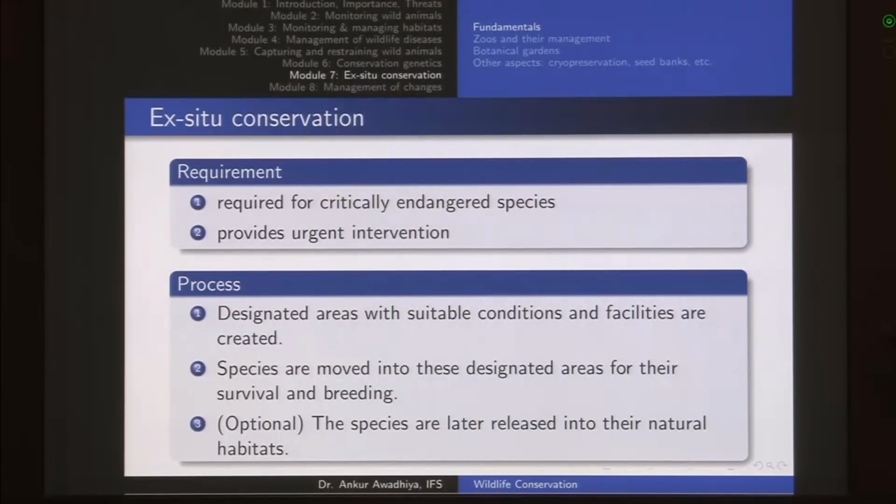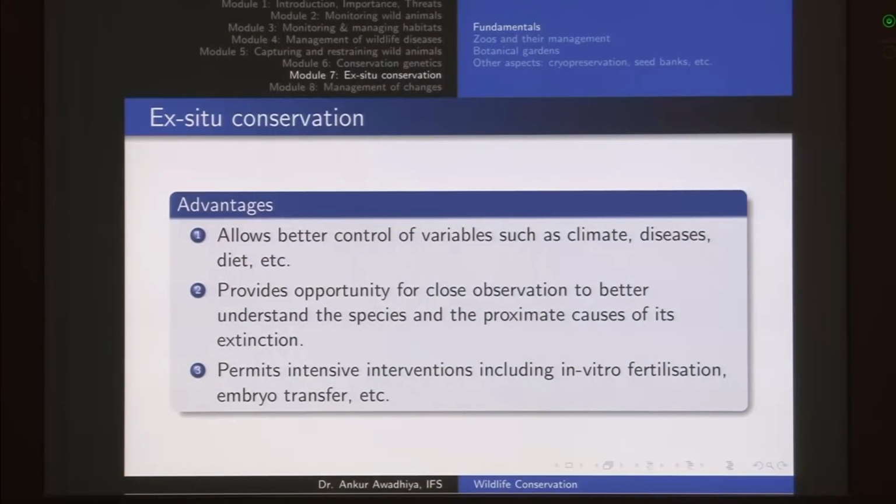So that is also an option. They can be released into their natural habitats, or in some cases they may be released into some other areas as an introduction, or in certain other situations we might just have to wait. So what are the advantages of ex situ conservation?